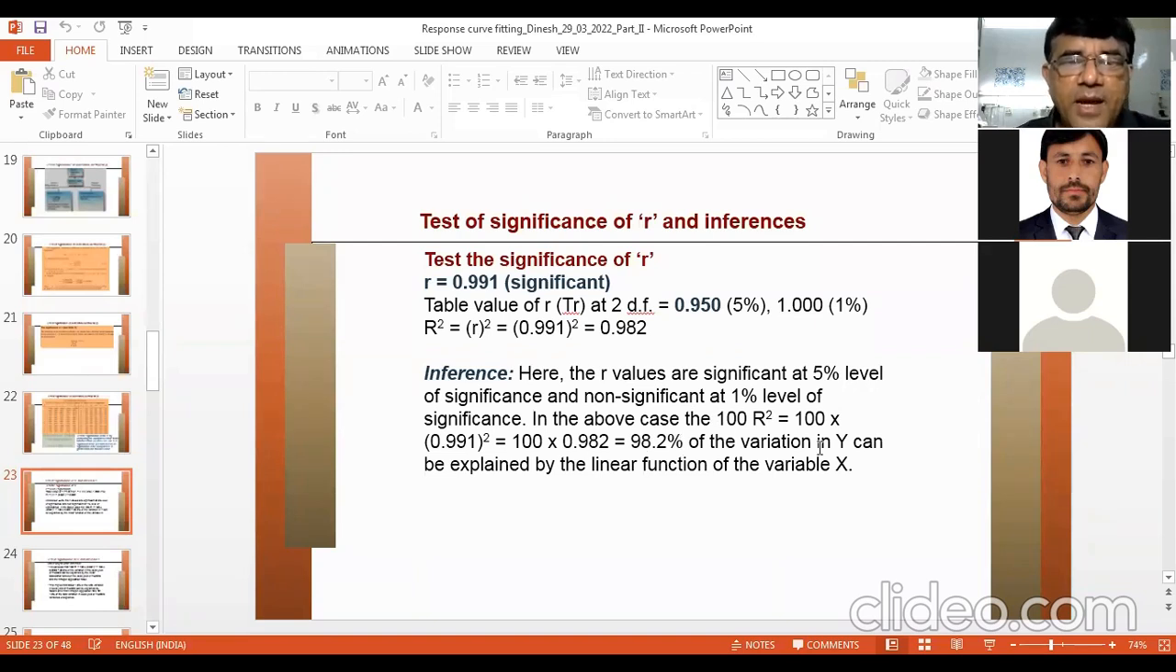So you get 98.2%. Means 98.2% of the variability in the dependent variable can be explained by the linear function of the variable x. This is the meaning of this. You square the value, find out the coefficient of determination, multiply it by 100, you get 98.2%. So I can say this is the best fit. The fit was the best. The equation was significant. Therefore, most of the variability has been explained by linear function of x.